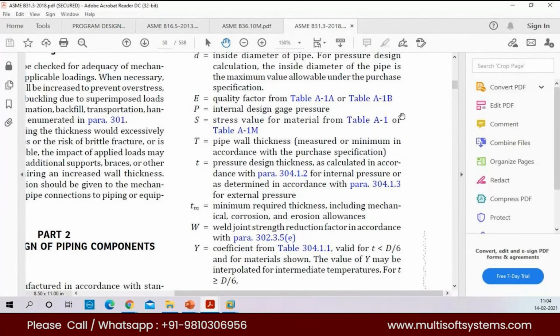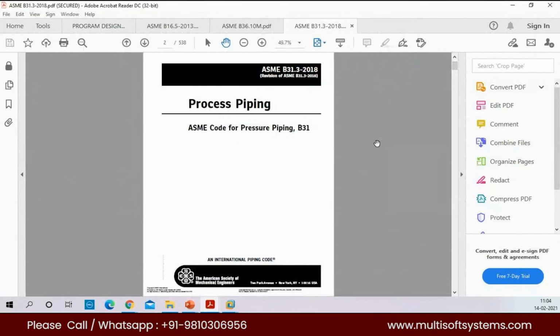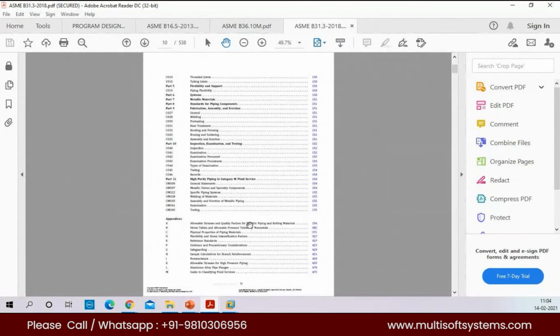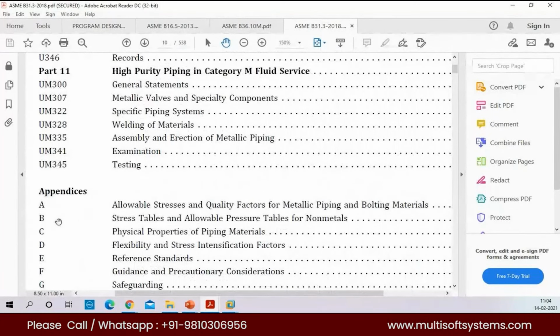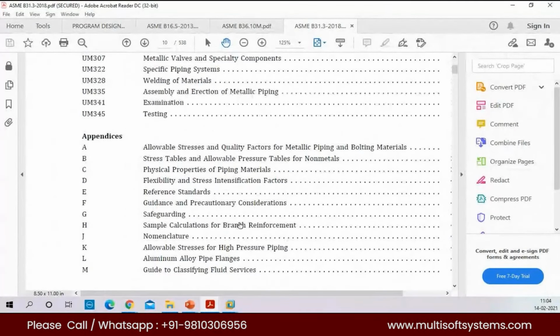The details we are going to get from Table A-1M, that is Appendix A. We have many appendices in this code. If you see the index, there are appendices A, B, C, D, E, F, like that many appendices in this B31.3. Each and everything in them is used by the stress engineer to do the stress analysis. I will tell you one by one what the purpose of each is.